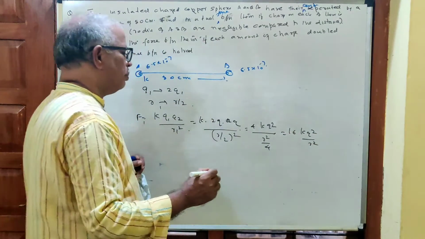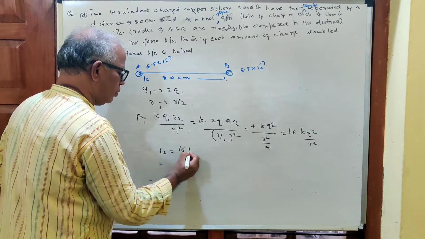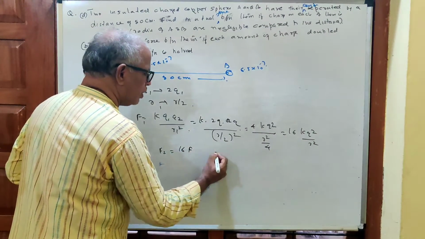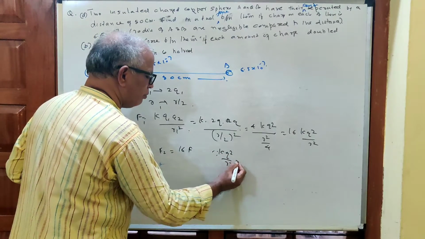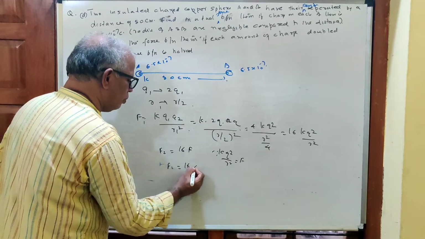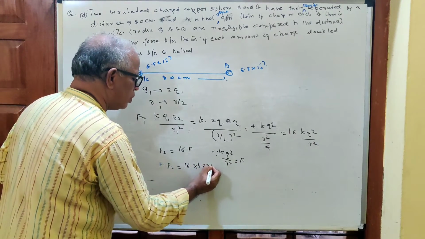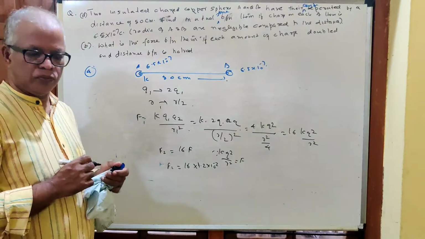So F2 is equal to 16F, because KQ square by R square is equal to F. So F2 is equal to 16 into 1.2 into 10 to the power minus 2. You can simplify it, right?